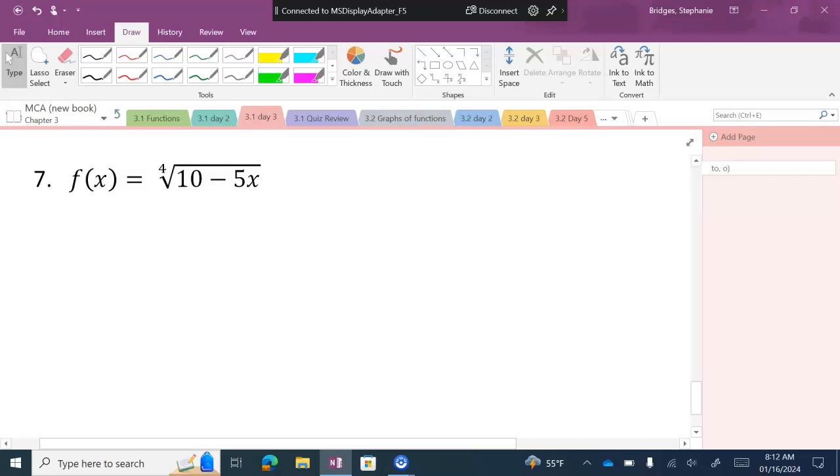Fraction or even radical? Even radical. So that means the stuff under it cannot equal what? What kind of numbers? Negatives. Okay. So I'm going to take that 10 minus 5x and I'm going to set it greater than or equal to 0. Okay, now we've got to solve here so we can find out what our value is. And this is where the little difference comes in.